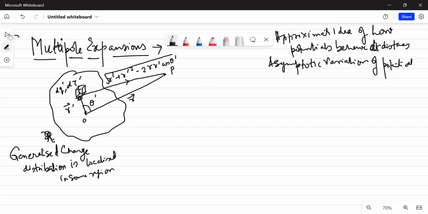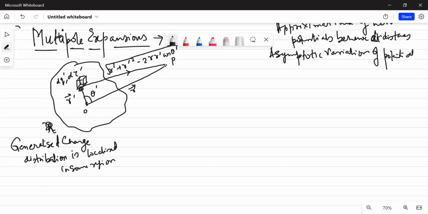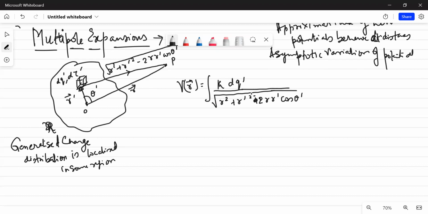So now, because of this charge dq dash, the potential at point P, let's say this is at r vector, I'll write potential at r vector can be written as k integration dq dash divided by distance. This distance is given by root over r square, and then r dash ka square, and then minus 2 r r dash cos theta dash. Is that clear? I think this is quite clear to you.